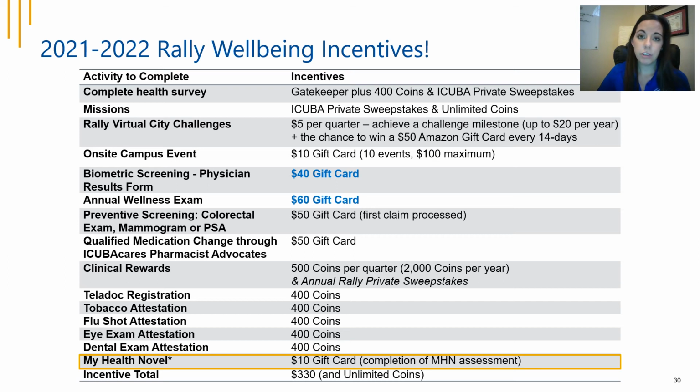A brand new feature this year, which we'll review more in the coming slides, is My Health Novel. So this is a way to get you engaged within various programs that fit your needs, and we'll talk about that a little bit more coming up. But each employee and covered spouse has the ability to earn up to $330 this year.